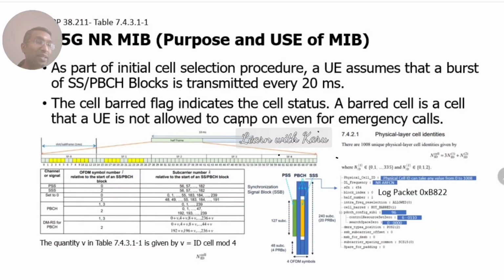It has a field called cell barred. When it says the cell is barred, that means the cell is not available for the UE to camp on, even for emergency calls. It's like the shop door is closed for service, so it's not open yet.